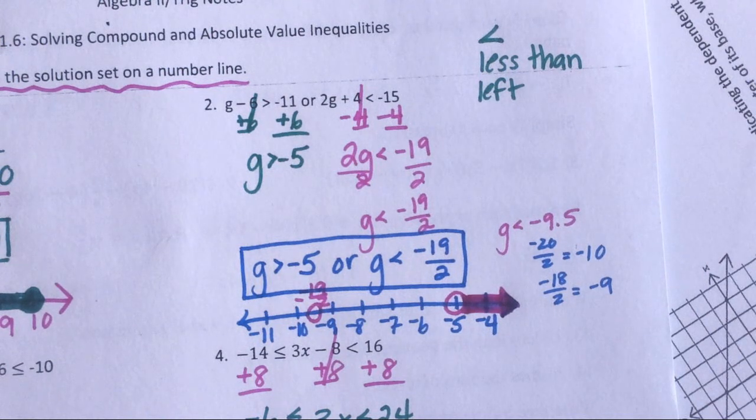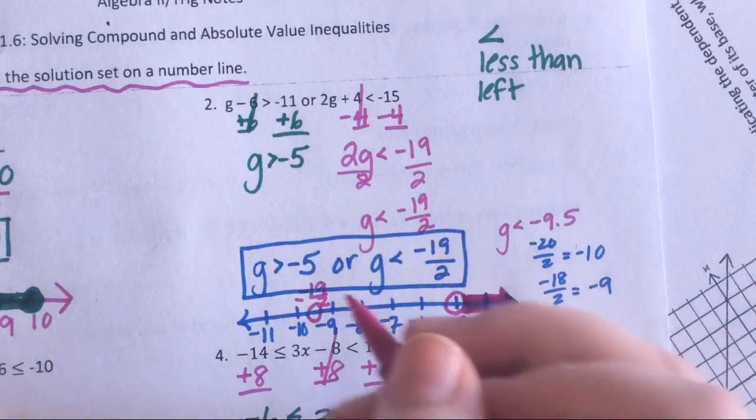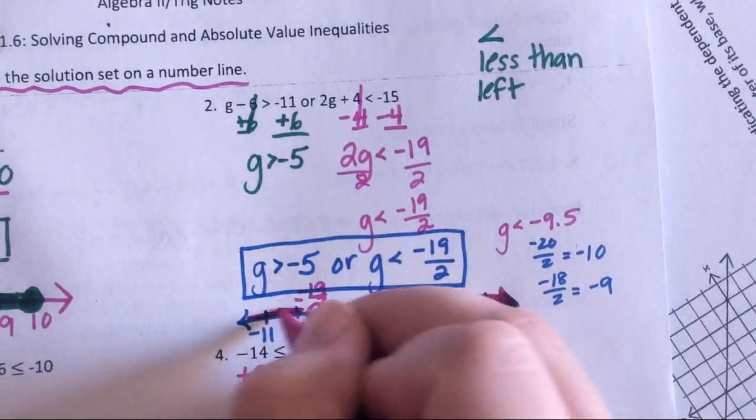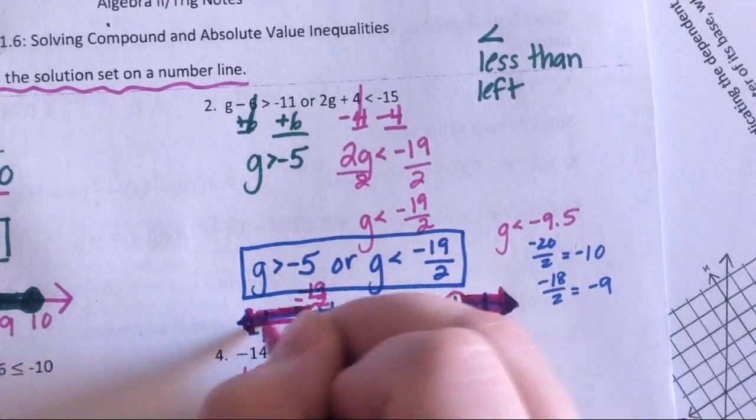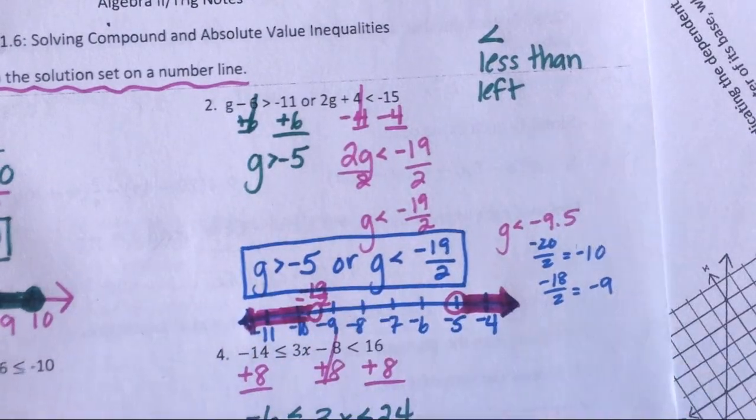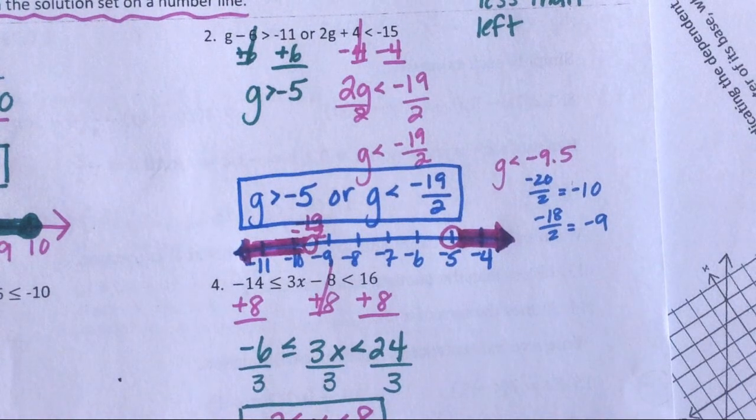Okay, so we've graphed this left part, g is greater than -5. We got to graph the right part, g is less than -19/2. And I like to even shade in the arrows because I'm lazy, and when I shade in the arrows, that kind of signifies that my answers would keep on going. I'm just too lazy to make my number line bigger.